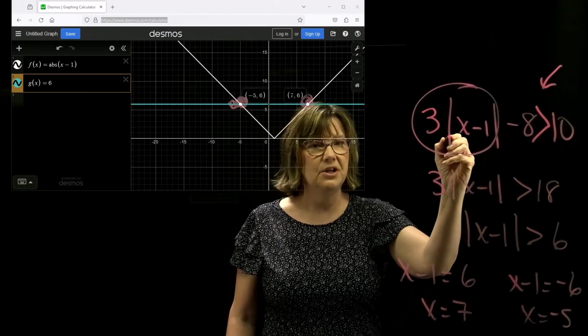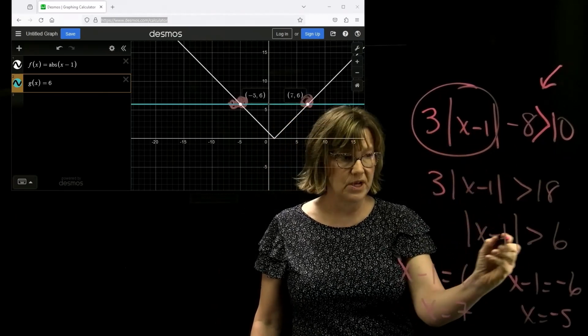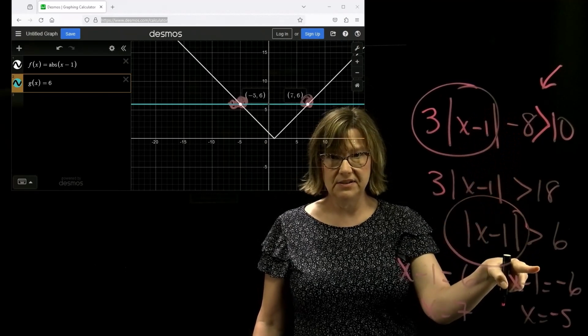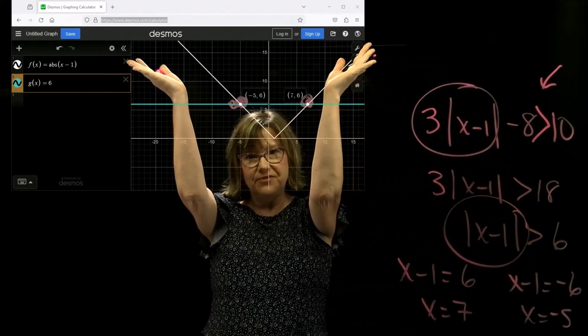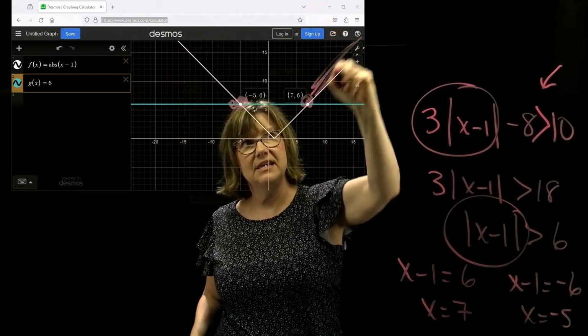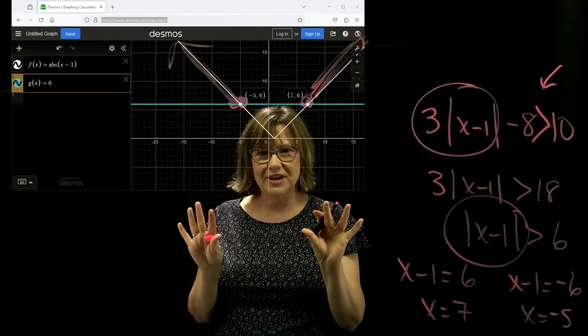But notice I want to know when, and I'm going to go down to this guy, the one that's been isolated. I'm going to look at him, not my original. When is this function greater than 6? Well, when is the absolute function above the line 6? Well, that's up here, right? It's this and it's this. So I don't need to do any inequality work. I don't need to do any of that.